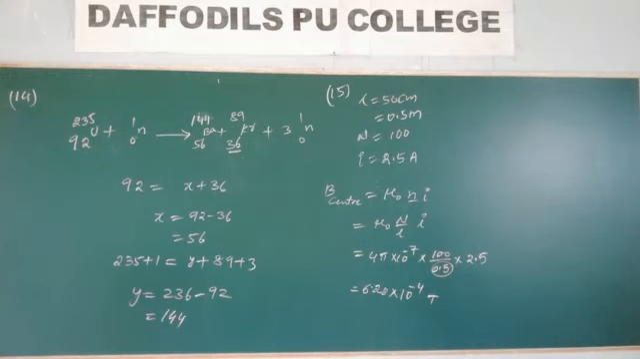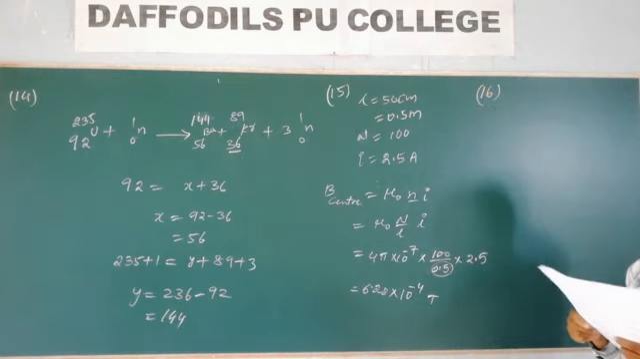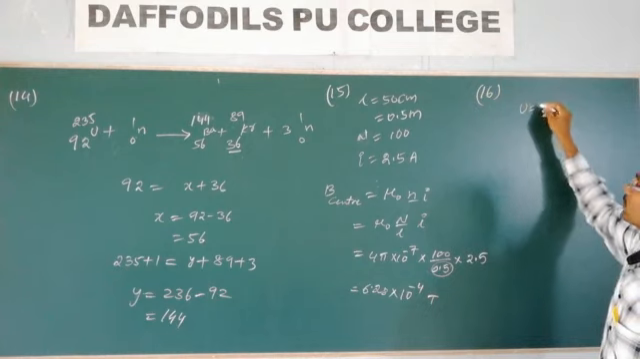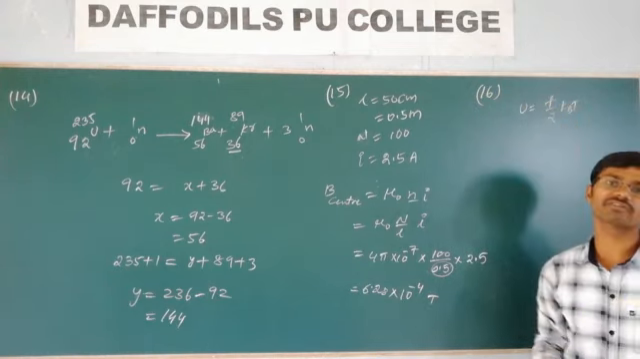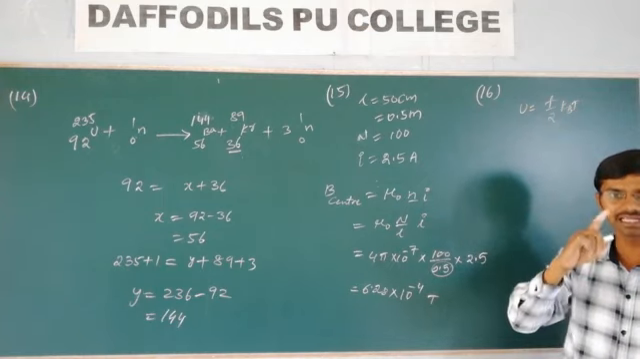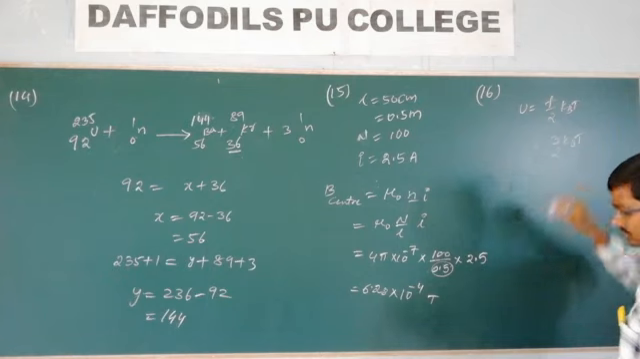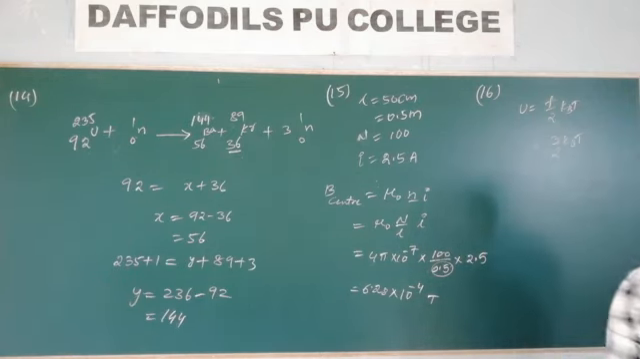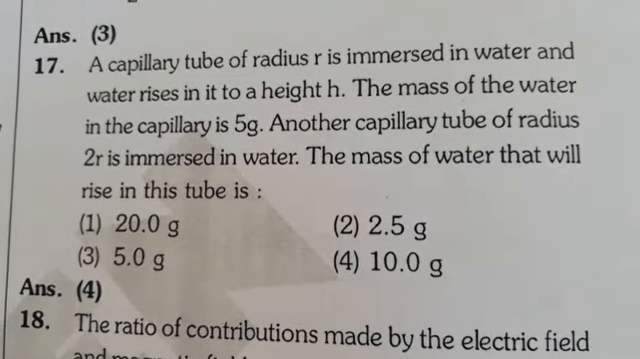The average thermal energy for a monatomic gas we need to find. The average thermal energy of a monatomic gas is f by 2 kBT. So what are the degrees of freedom for a monatomic gas? 3. Then what we have here? 3 by 2 kBT, which is the third option. Let us see the 17th one.